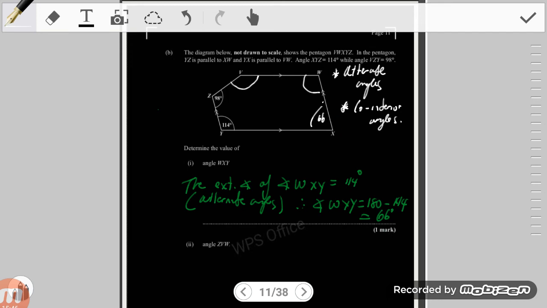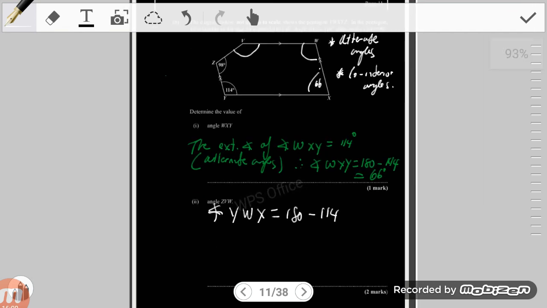Then we could say that angle YWX is equal to 180 minus 114, and that therefore is equal to 180 minus 66, because these two angles are co-interior to each other, so that's going to be equal to 114.